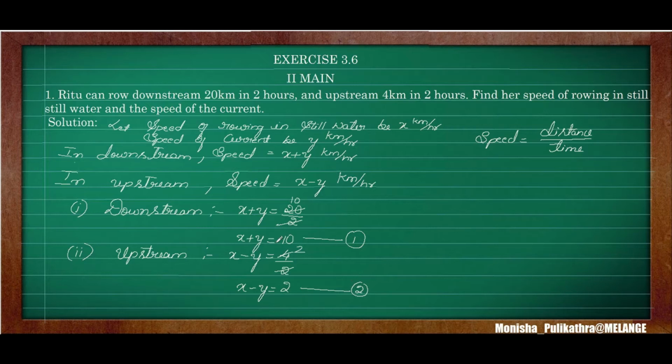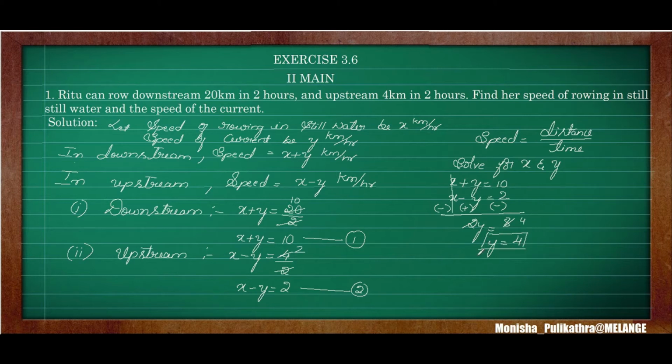Now we need to solve these two equations to find the speed of rowing in still water and the speed of the current. So solve for x and y. The first equation is x plus y is equal to 10 and the second equation is x minus y is equal to 2. Change the sign. When we change the sign, x cancels out, and when like signs come we need to add, so 2y is equal to 10 minus 2 is 8, so y is equal to 4.